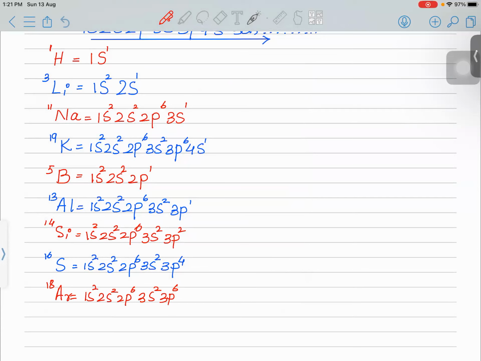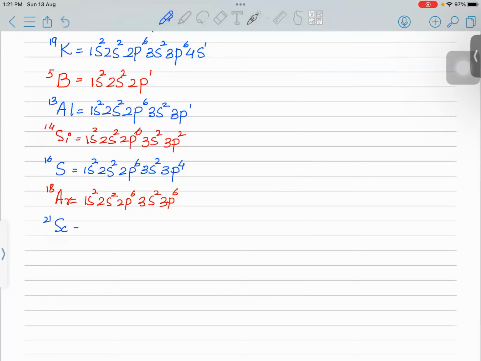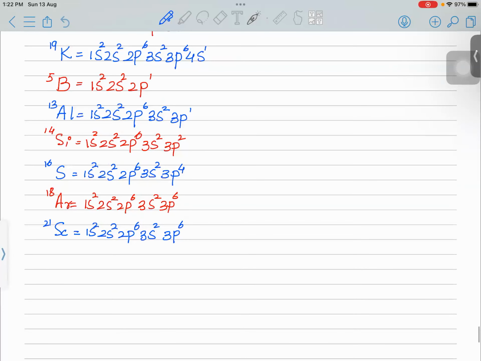Okay. Now next is scandium, 21. Yes, 1s2, 2s2, 2p6, 3s2, 3p6. Then 4s2, and then 3d1. Very good. MashaAllah.